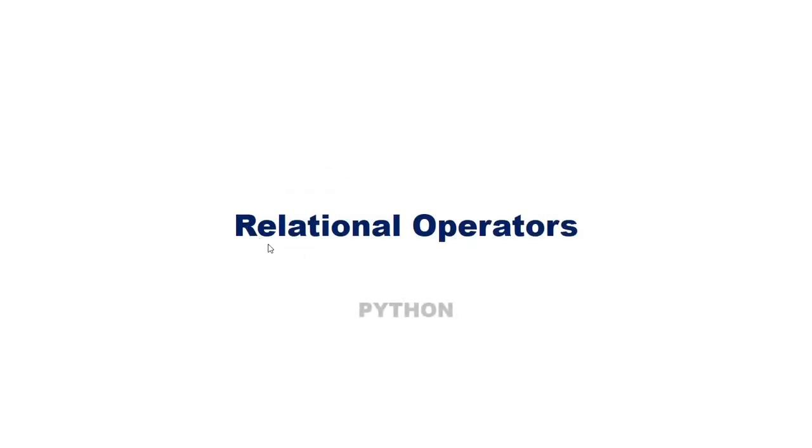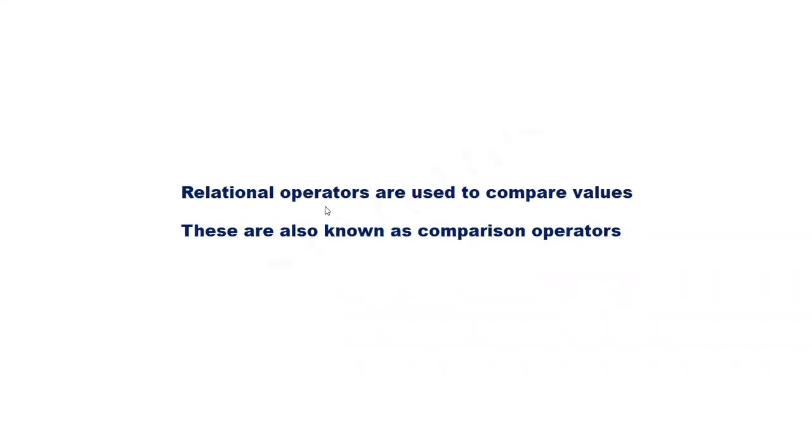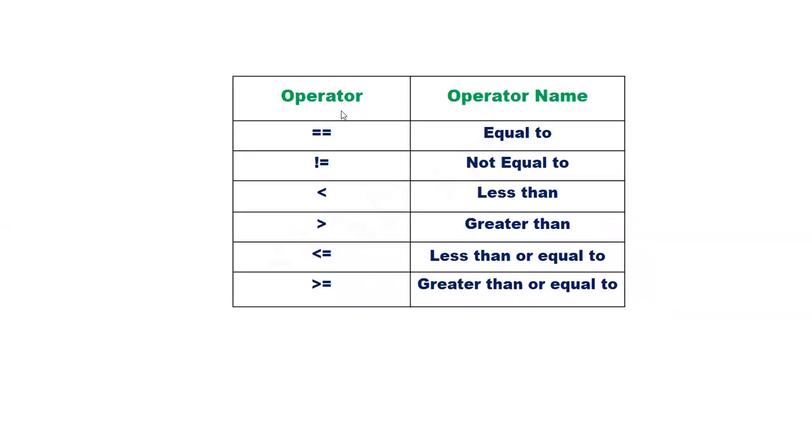In this video, let us discuss the relational operators in Python. Relational operators are used to compare values. These are also known as comparison operators. These are the relational operators that are available in Python: double equal to (==), not equal to (!=), less than, greater than, less than or equal to, and greater than or equal to.